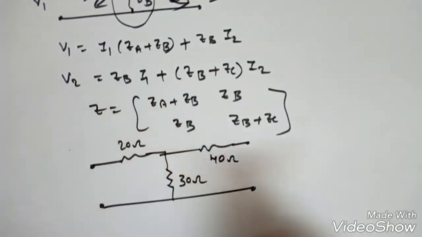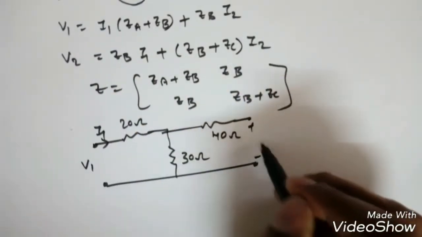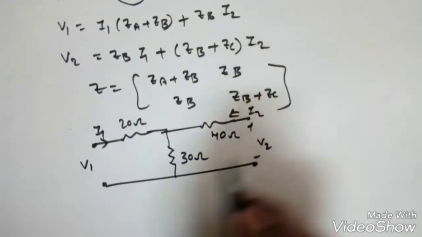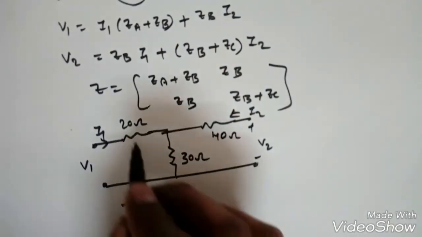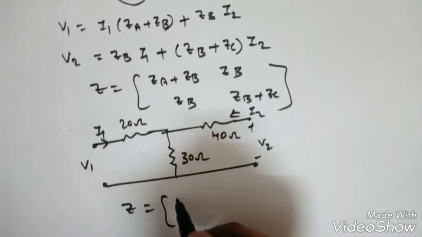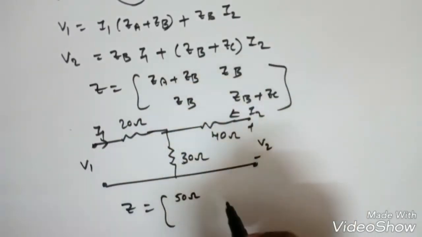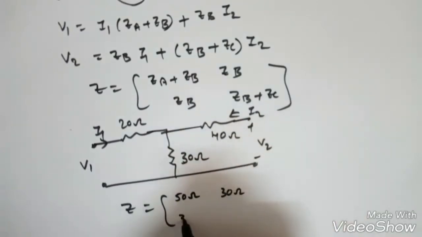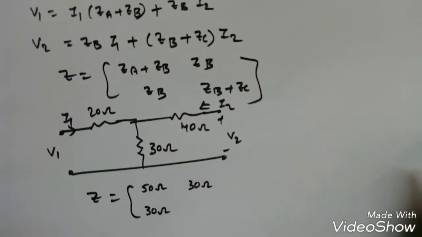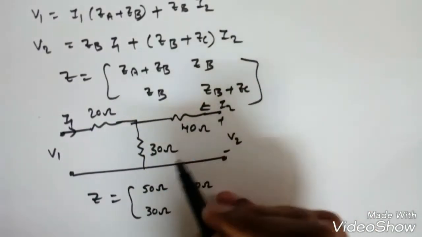Now what are the Z parameters for this one? If someone asks you, don't find it by making I2 0 and so on. Directly, Z11 is ZA plus ZB, so 20 plus 30, directly 50 ohms. It is common for input and output, so Z12 and Z21 will become 30 ohms, 30 ohms.